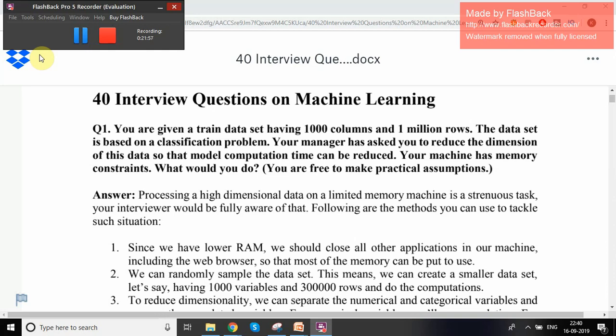So these are the 40. Yes, I figured out what is to be taught next after these 40 questions. So very first we'll discuss these 40 questions.